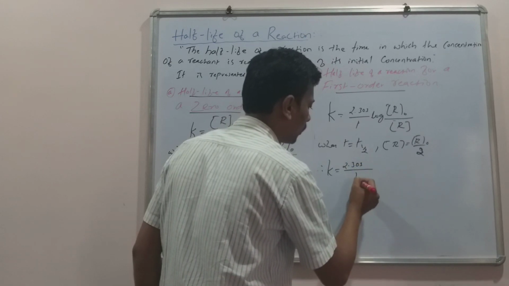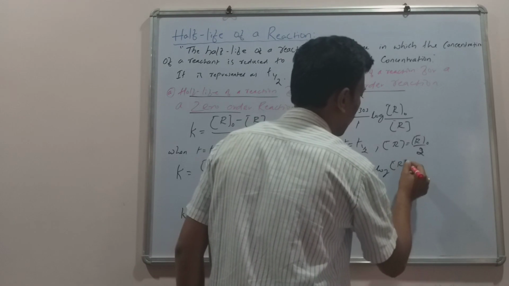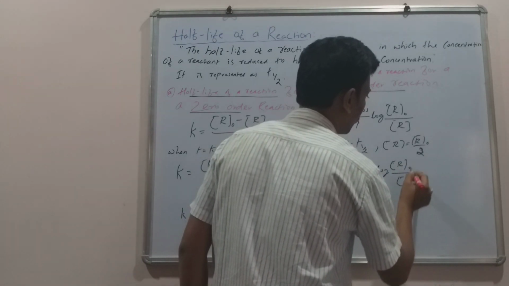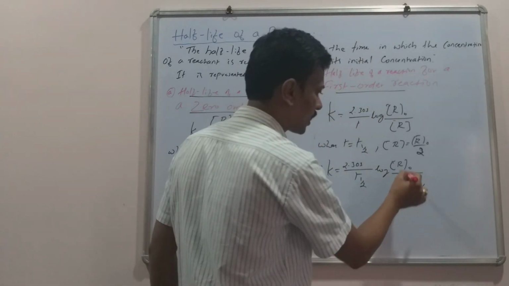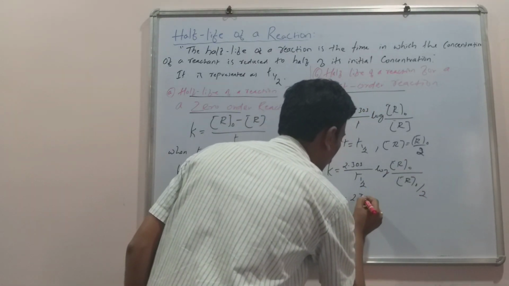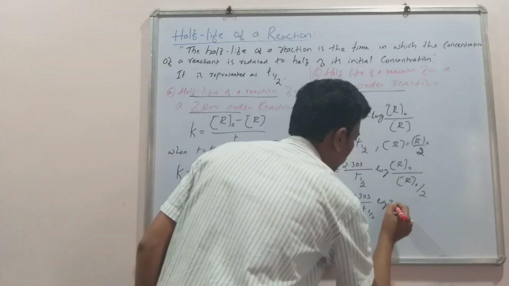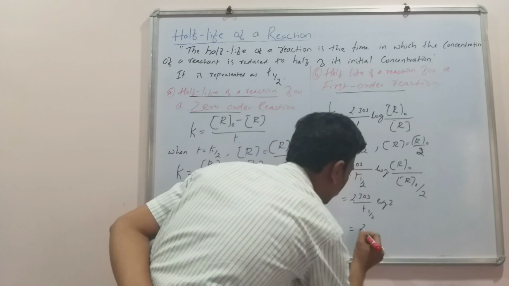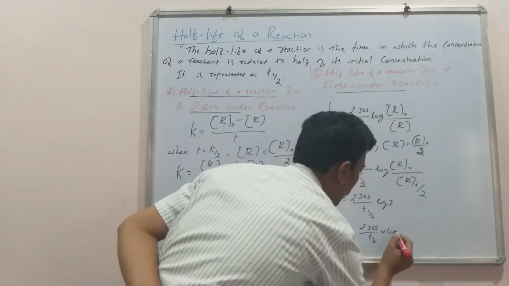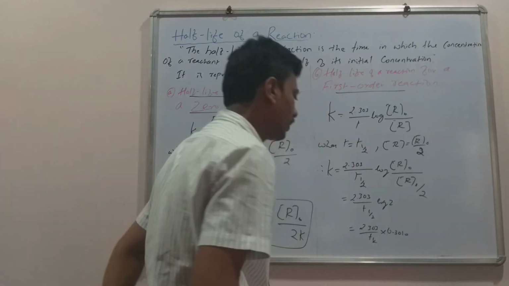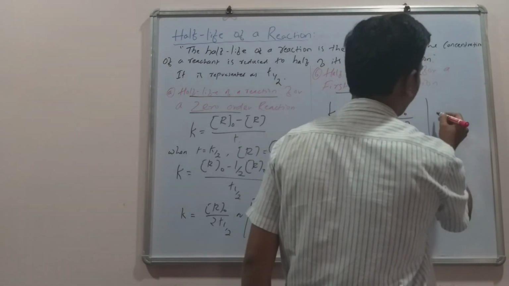2.303 divided by t, which is t half, and log of R naught divided by, what is R here? R naught divided by 2. Then this R naught will be cancelled. What is remaining? 2.303 divided by t half into log 2. What is the value of log 2? That is 0.3010. So 2.303 by t half times 0.3010.